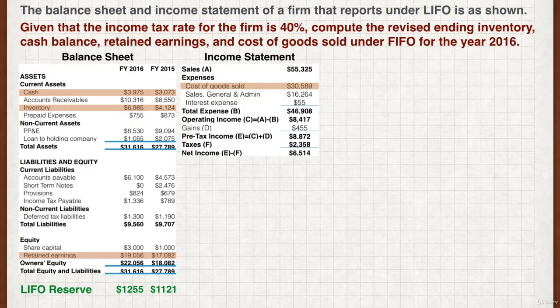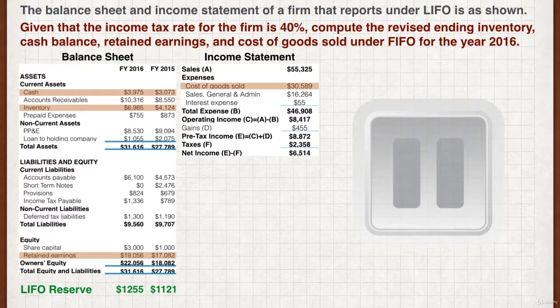The balance sheet and income statement of a firm that reports under LIFO is as shown. Given that the income tax rate for the firm is 40%, compute the revised ending inventory, cash balance, retained earnings, and cost of goods sold under FIFO for the year 2016. Pause the video now and work out your answers.